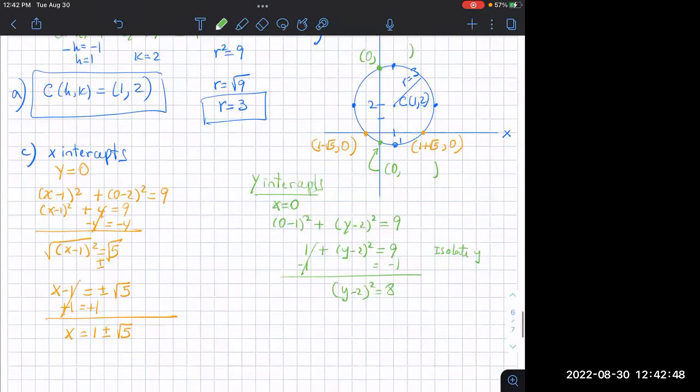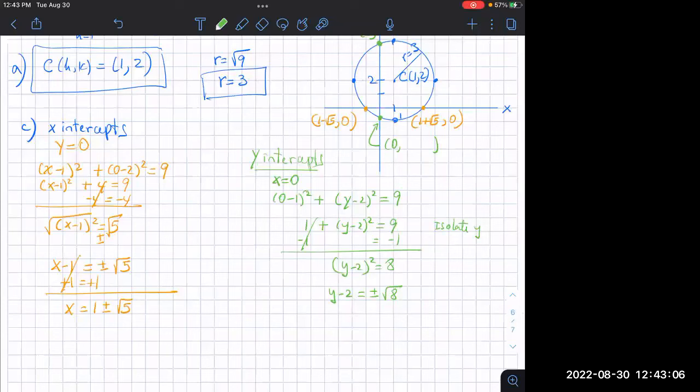What is the next step? Get rid of the square. So square root: plus or minus square root of 8. Simplify the square root because there is a perfect square that goes into 8, namely 4. So you get the square root of 4 times square root of 2, or 2 square root of 2. Isolate the y, get rid of the minus 2, so plus 2 on both sides. So y equals 2 plus or minus 2 square root of 2.